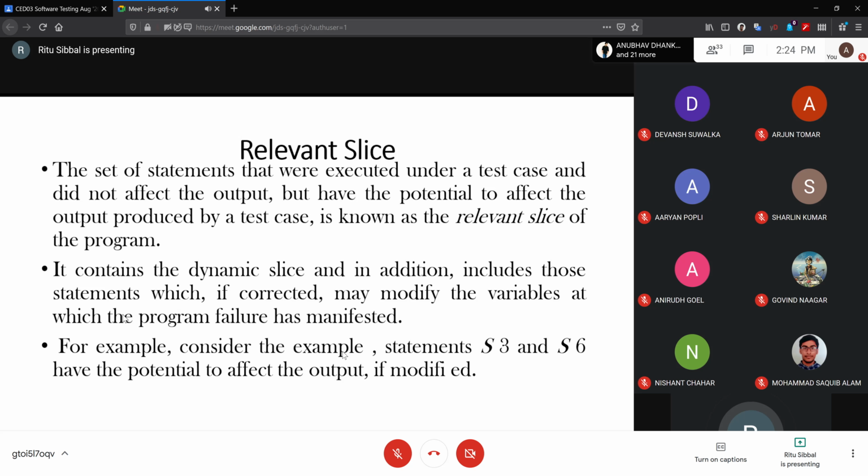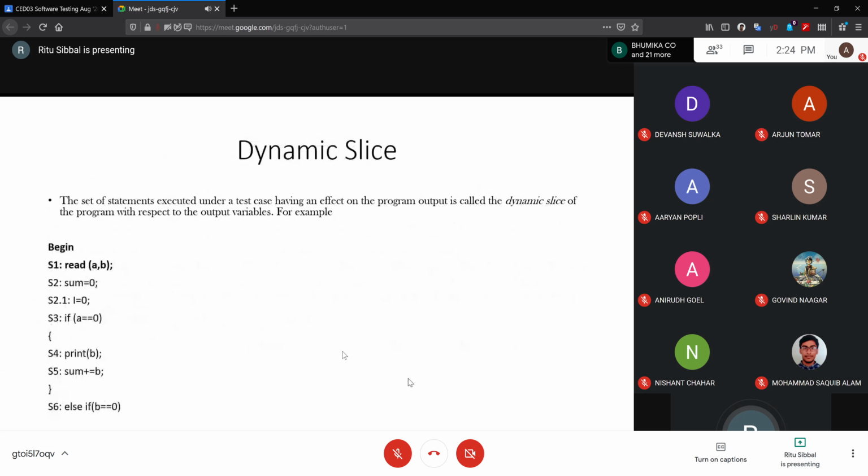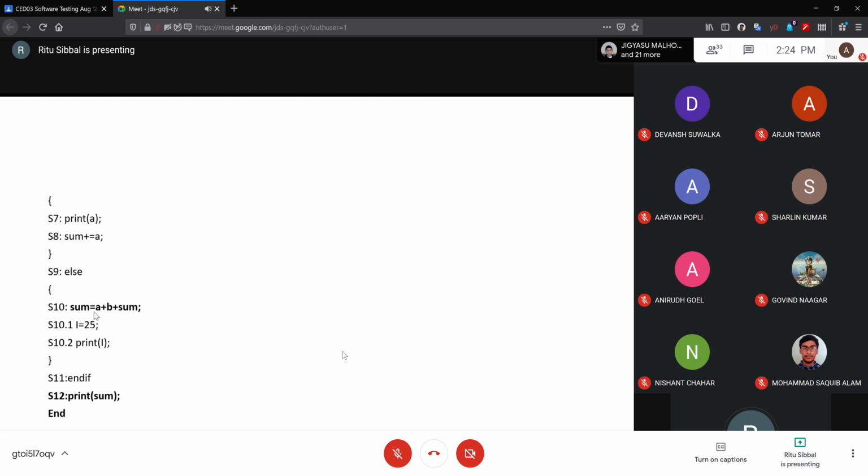Now going back to this program, if we see statements S3 and S6, they have a potential to affect the output. If anything goes wrong here, for example if B is equal to 0 and A is equal to 0, they have a potential to affect this output. So they will form a part of the relevant slice, since they have a potential to affect the output if modified.